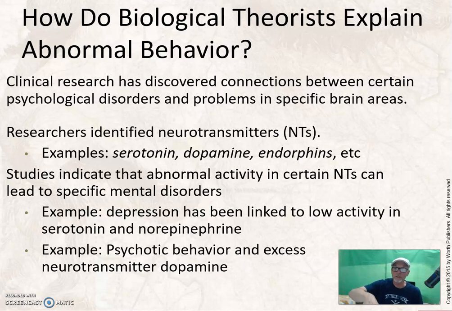Certain other neurotransmitters in different parts of the brain, when they're just not available enough, will cause imbalances and a resultant abnormality in behavior. So, for an example, depression is linked with low activity in serotonin and norepinephrine neurotransmitters, whereas psychotic behavior is associated with an excess of neurotransmitter dopamine.